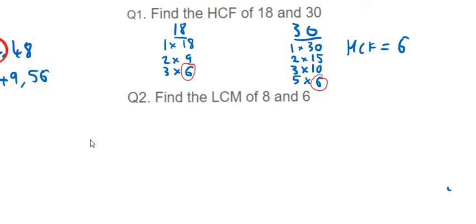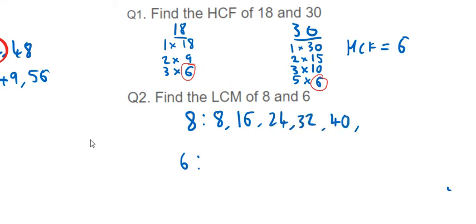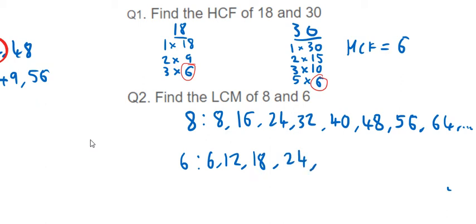Question 2 then, LCM. So 8 and 6, I'm going to list out multiples of 8 and then multiples of 6. By multiples of 8, we're just talking about our 8 times tables. So 8, 16, 24, 32, 40, 48, 56, 64, and so on. Multiples of 6 are 6, 12, 18, 24, 30, 36, 42, and so on.